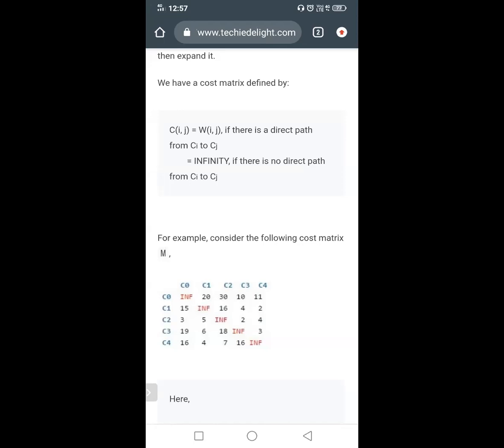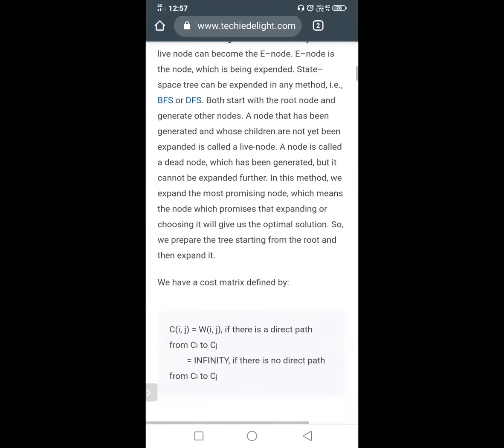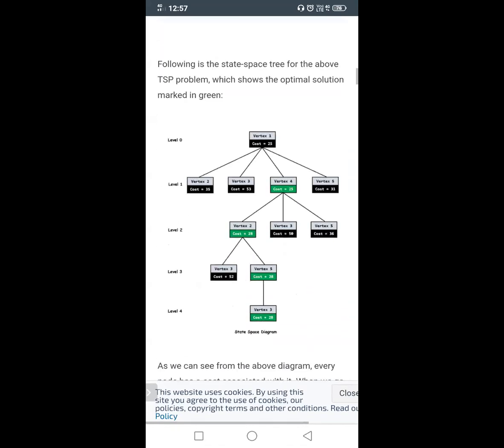So I write the cost here. So if there is a direct path, you just write cost. Okay, so there is the direct path. So this diagonal we kept as infinity because from C1 to C1 there is no cost. So we try, we draw in this way.